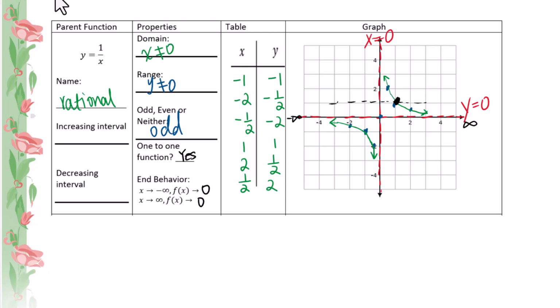From left to right, the graph is going down. So, no increasing interval. Decreasing interval is from negative infinity to 0, union 0 to positive infinity.